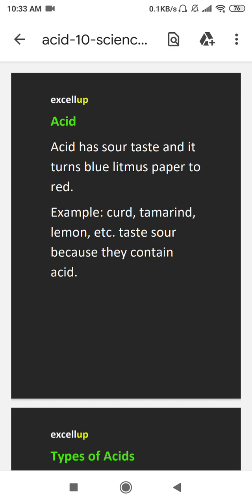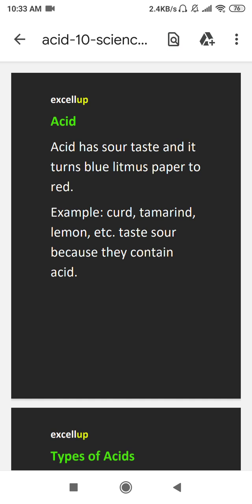In this lesson from excelup.com, you will learn about acid and chemical properties of acid. What is acid? A substance which has sour taste and turns blue litmus paper to red is called acid.